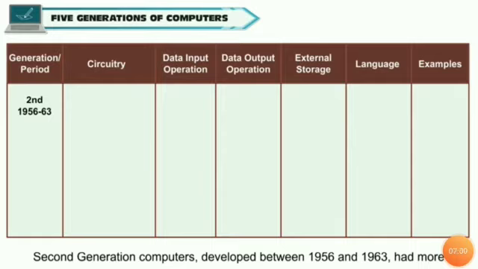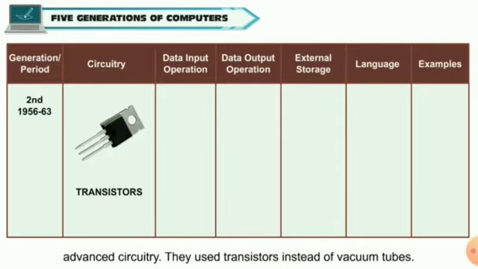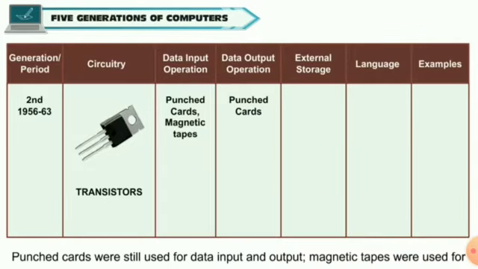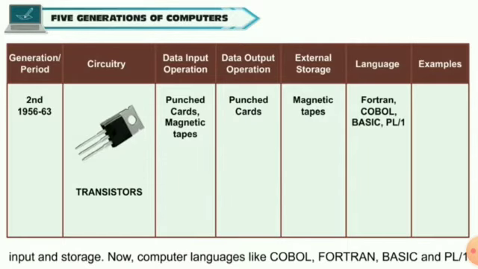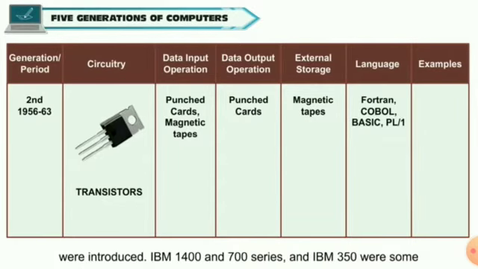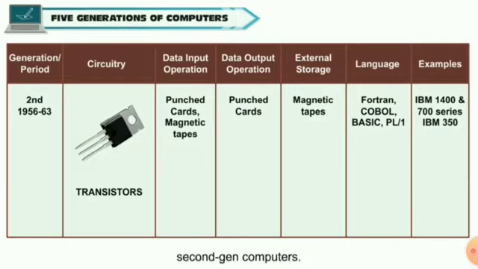Second generation computers, developed between 1956 and 1963, had more advanced circuitry. They used transistors instead of vacuum tubes. Punched cards were still used for data input and output. Magnetic tapes were used for input and storage. Now computer languages like COBOL, Fortran, BASIC, and PL1 were introduced. IBM 1400 and 700 series and IBM 350 were some second-generation computers.